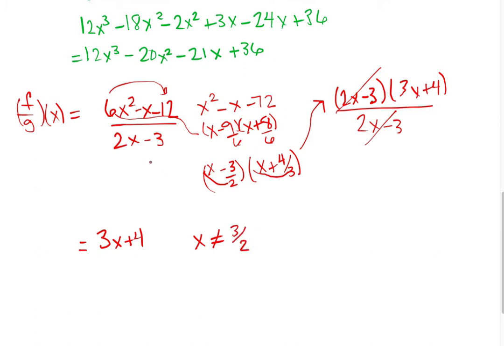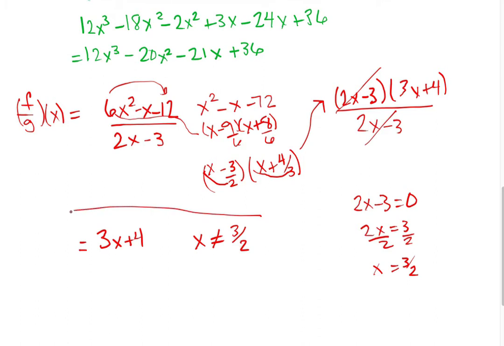And in case you forgot how to do that, you just set that equal to 0, 2x minus 3 equals 0, and solve. Add my 3, divide by 2. So x equals 3 over 2. That's the number that would make this denominator 0. We can't have it be 0, so I'm just going to write it like this.